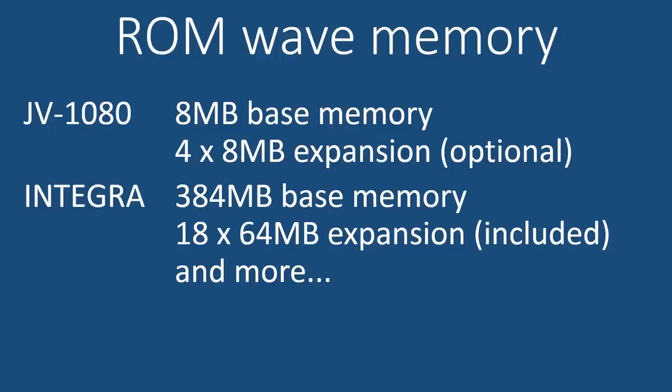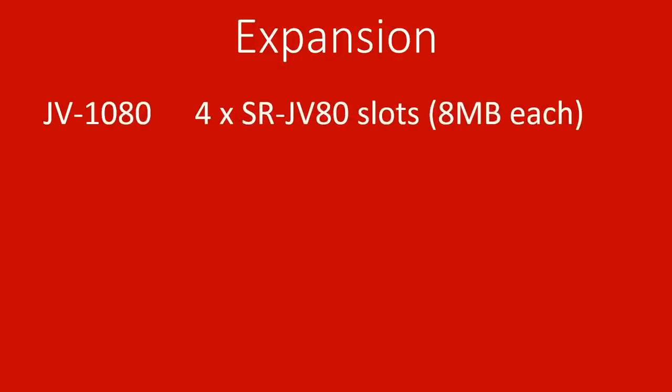So I think if my calculations are correct, it's about 100 times more ROM memory on the Integra that came 20 years later. That's Moore's Law for you. Oh, talking of expansions then. The JV-1080 accepted SRJV-80 cards. These were 8 megabytes each, and there are about 20 of them that were made.